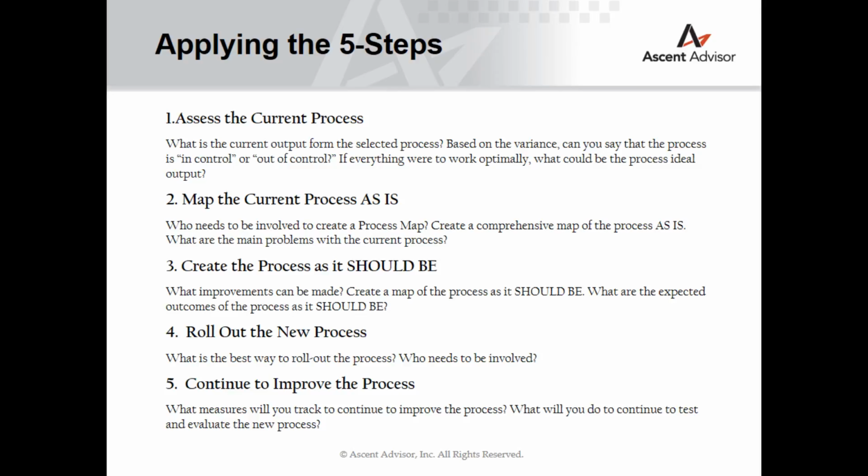Then create the process as it should be. This requires creative thinking and being challenged to reach that ideal output. Once you have mapped a new should-be process, it is time to decide the best way to roll out the process. This could be done through a pilot program, a hard cutover, or by phases. And finally, step number five, continue to improve the process by measuring how the process is performing and making adjustments that produce increasingly better results.